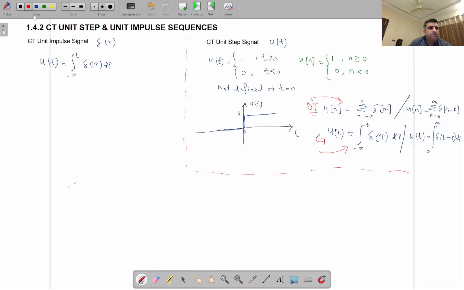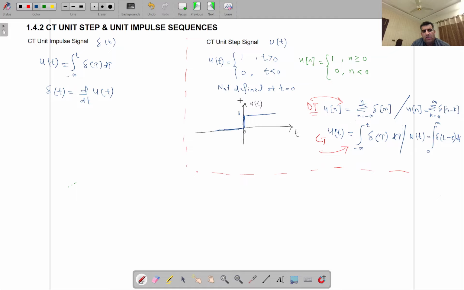Now if you want to write the expression for this impulse signal, we can take the derivative on both sides, and then the continuous time unit impulse signal is equal to the derivative of the continuous time unit step signal. So that is one expression which we can use to define the continuous time unit impulse signal.